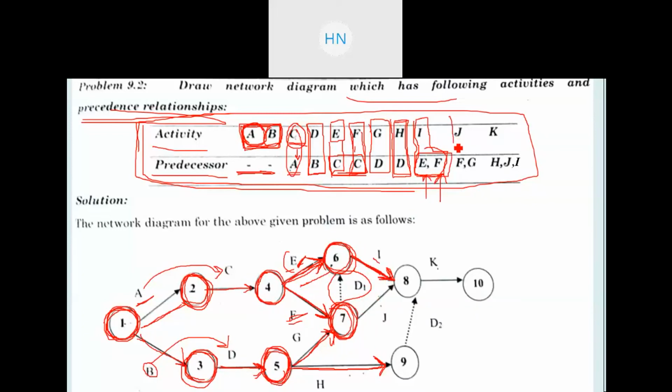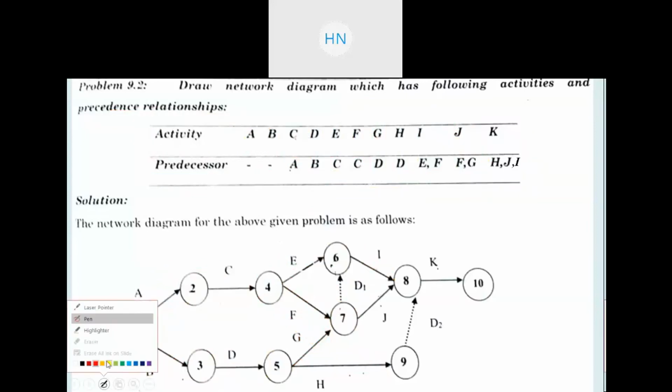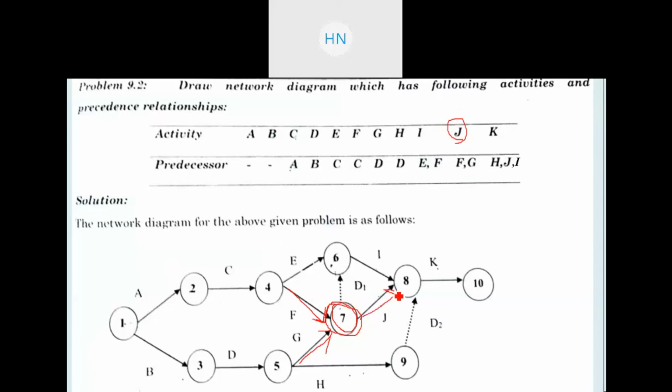Now after that, for activity J, F and G should be completed. Here it is given that for activity J, F and G are predecessors. So here you can see that F and G, right, are getting together on event number 7 that we have already named, right? And from that we are getting the activity J, right? This is the activity J we are getting right now.